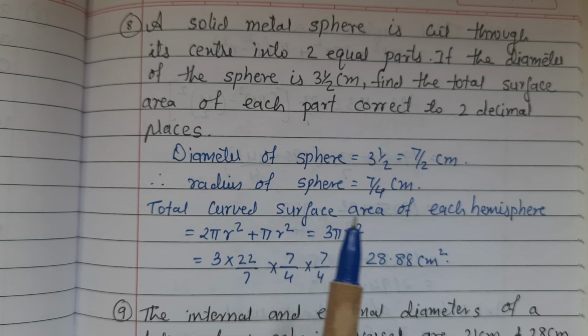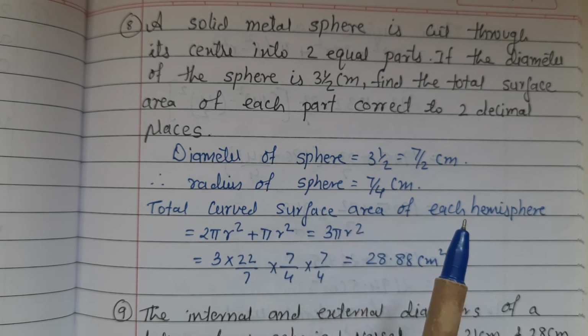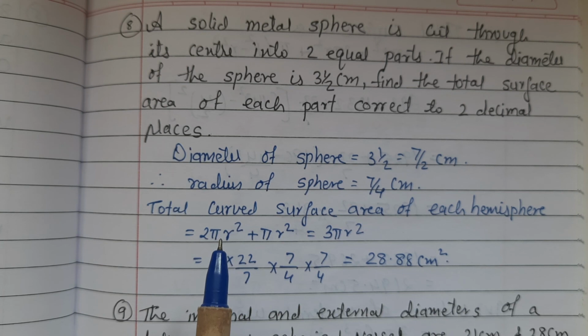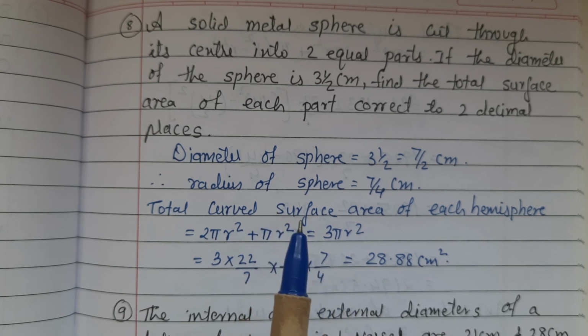Total surface area of each hemisphere is 2 pi r square plus pi r square, which is equal to 3 pi r square. Substitute the value. 3 into 22/7 into 7/4 into 7/4 equals the total surface area of each hemisphere, equal to 28.88 centimeters square.